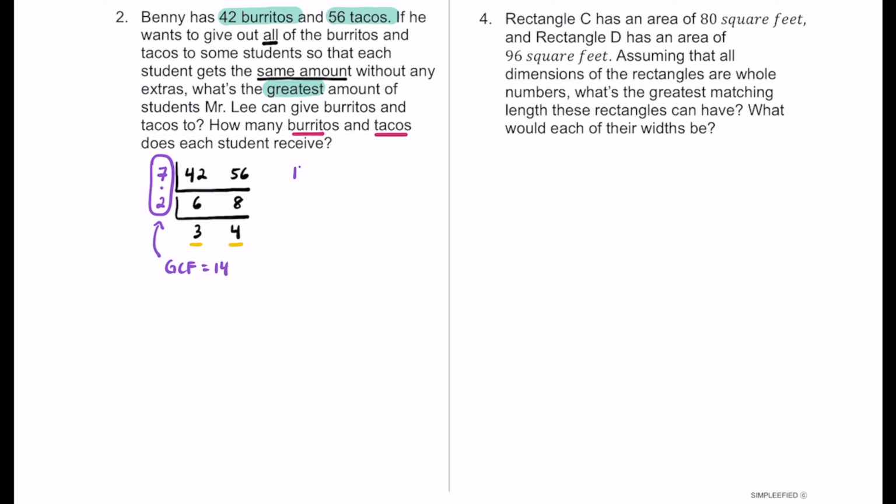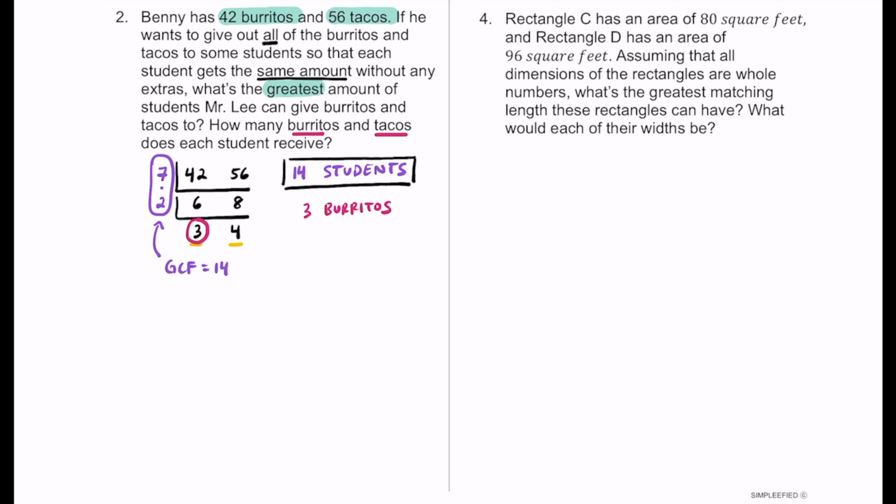That means that we have 14 different students that Benny and I can give these burritos and tacos to. That's the most amount of students we can give food to so that everyone can get the same amount with none left over, okay? Now how much will each of these students get? How many burritos? Well, there were 42 burritos split between 14 students. That's going to be 3 burritos each. All right, go ahead and write that.